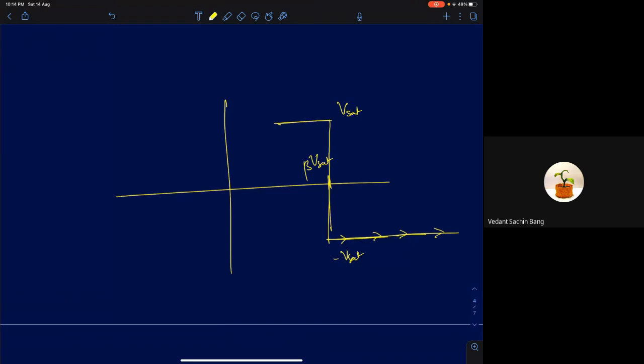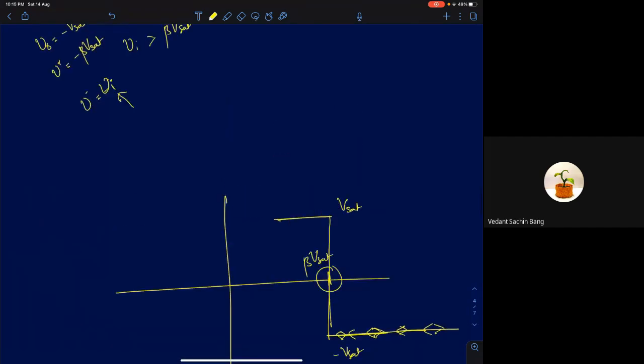Now what I'll do is keep reducing my input. Let's say I've increased it all the way till infinity, and I'm now reducing it, to this point. Will the transition take place at plus beta Vsat? So look at V plus now. V plus is at minus beta Vsat.